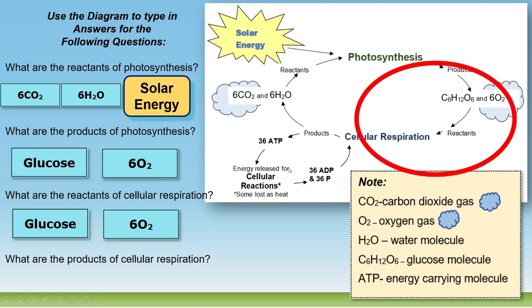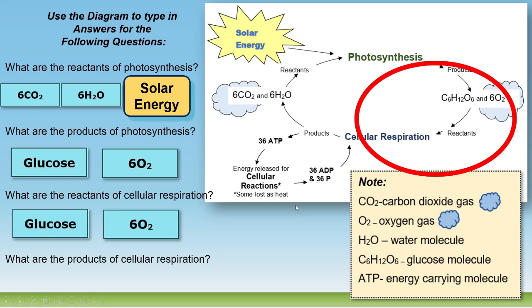All right, what I want to point out to you here is that the products of photosynthesis, glucose and oxygen, are the reactants for cellular respiration and vice versa. The cyclical nature can help you more easily memorize the products and reactants for these two processes, because the products of one are the reactants for the other and vice versa, with the exception of the energy produced. Okay, with that said, let's move on.